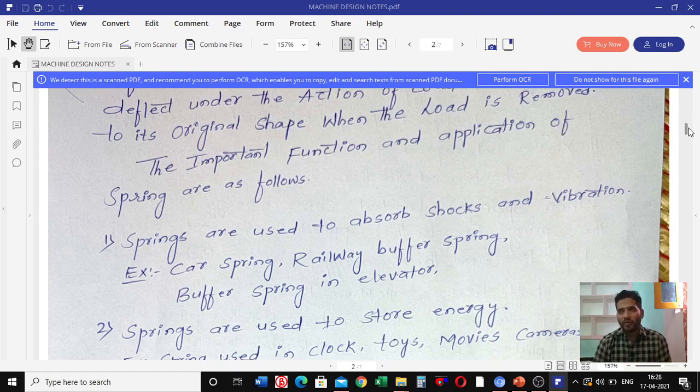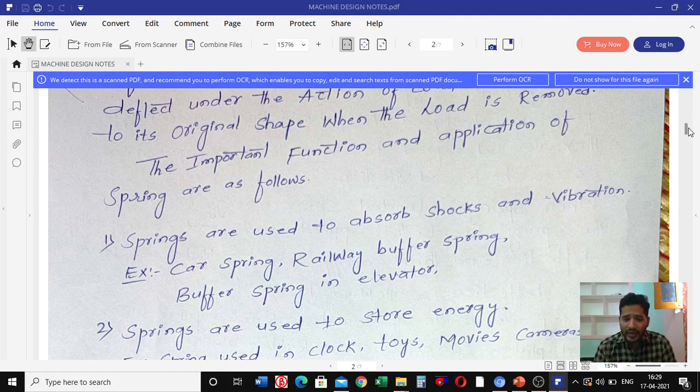The first function of the springs is that springs are used to absorb shock and vibrations. Such types of springs are widely used in cars, railway buffers and buffer springs. In the elevator we are also using such type of spring.